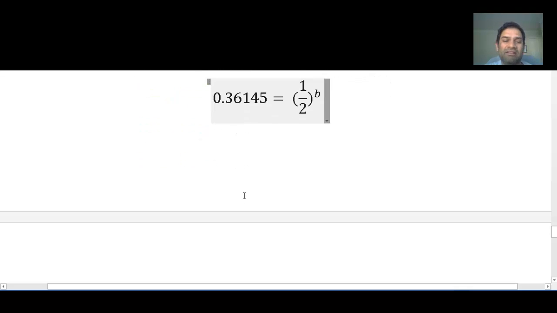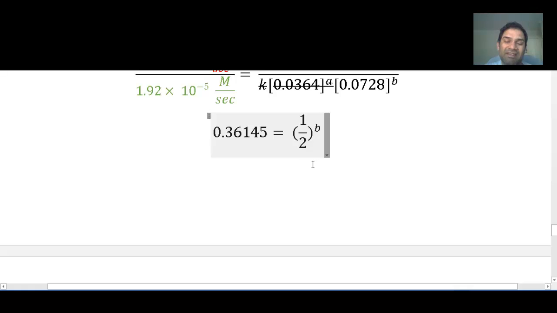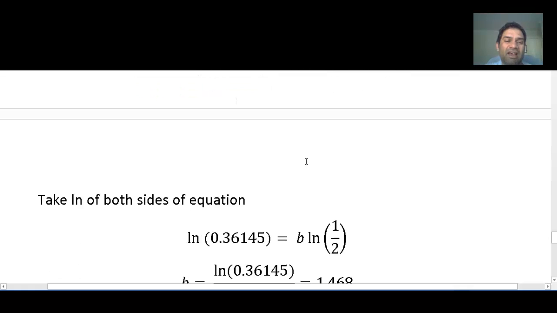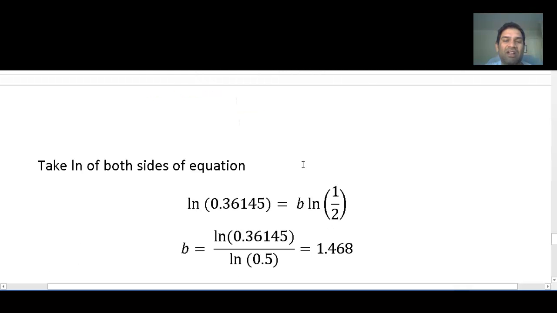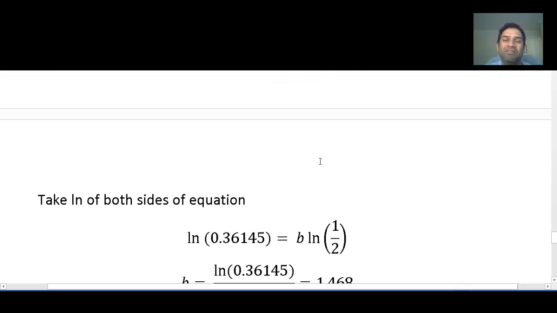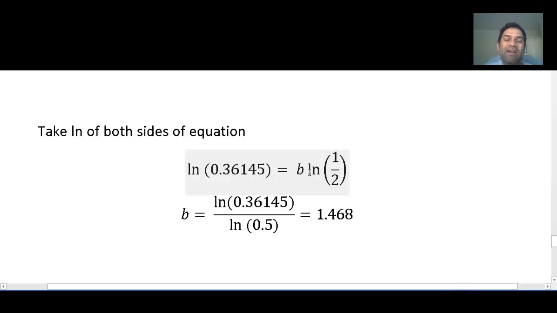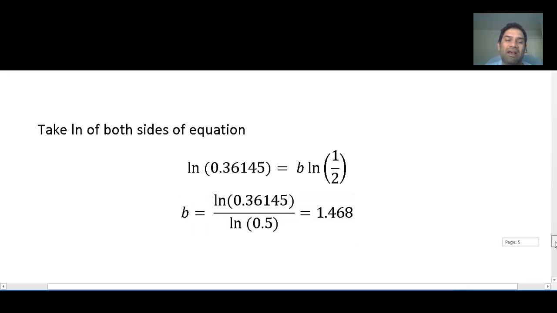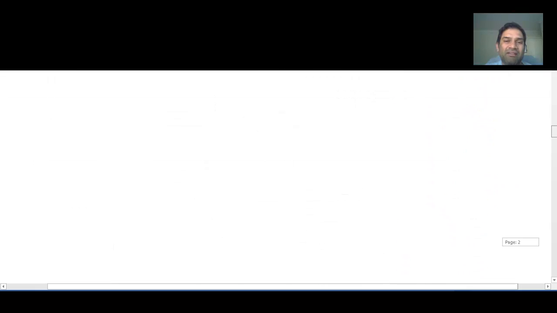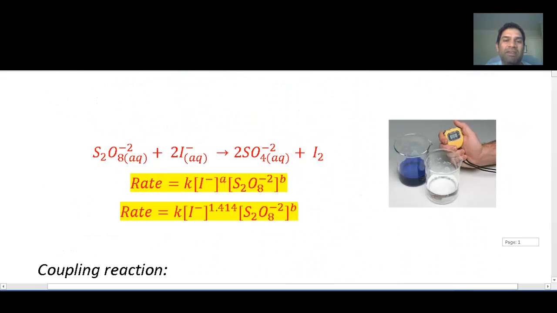That's a problem. So to get rid of this, I'm going to take the natural log of both sides. When you take the natural log of both sides of the equation, just as we've done before, the exponent goes back down, and now I can just solve for b. When I solve for b, the order, I'm getting 1.468. So that is the exponent for this reactant. Let's go all the way up here, b is going to be 1.468.